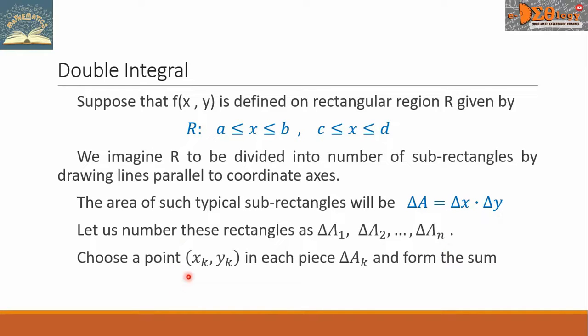Now choose a point x sub k, y sub k in each piece delta A sub k and form the sum S sub n equals the summation from k equals 1 up to n of f of x sub k, y sub k times delta A sub k.